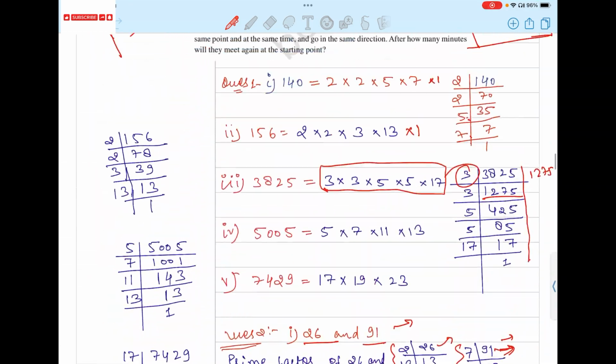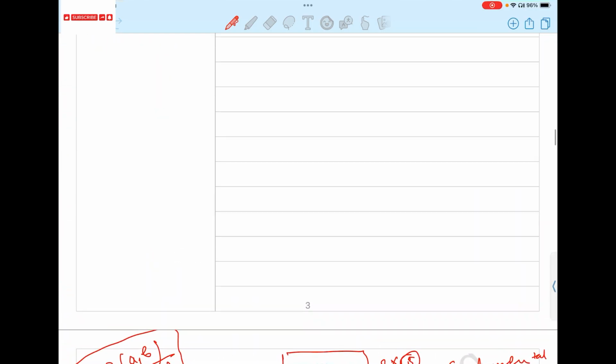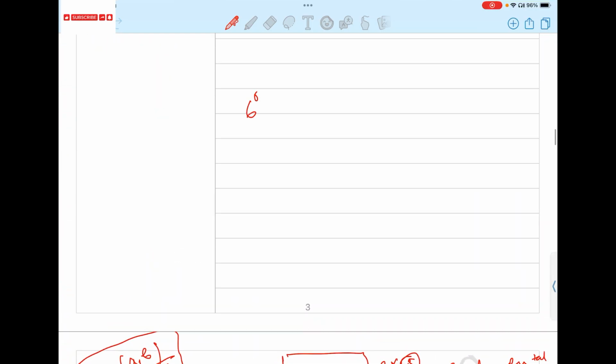Let us move towards question 5. We have done this. Now we are here. Check whether 6 to the power n can end with digit 0 for any natural number n. Okay. Basically what they asked is, if 6 to the power n, where n is some natural number like 1, 2, 3, 4 and so on. Okay. Suppose 6 to the power 1, 2, 3, we did like this, so what will it be? This will be 36.